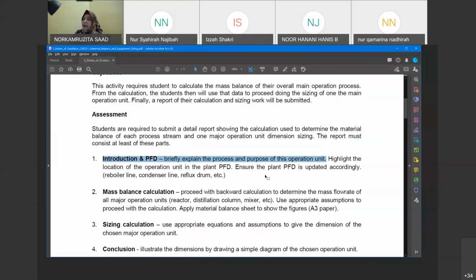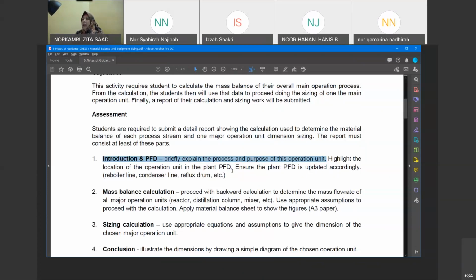Okay, highlight the location of the operation unit in the plant PFD. So this is what you have to do. Just take the image of your whole plant PFD that you have in task number 1, right? Okay, and then you just draw a circle or a block to represent your equipment. Okay, so this is what it means. Highlight the location of the operation unit in the plant PFD. Okay, and then ensure the plant PFD is updated accordingly.